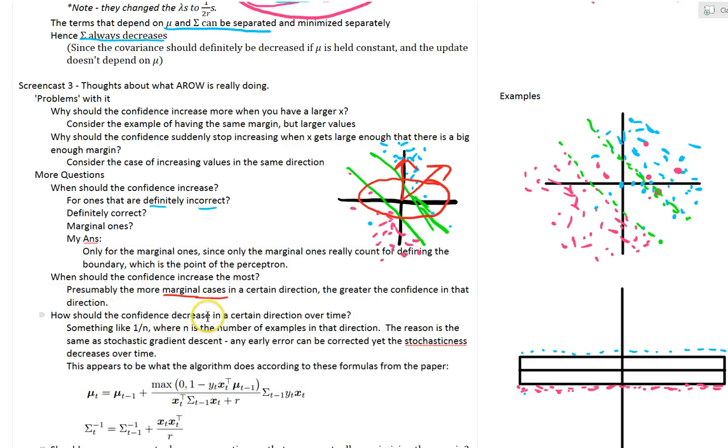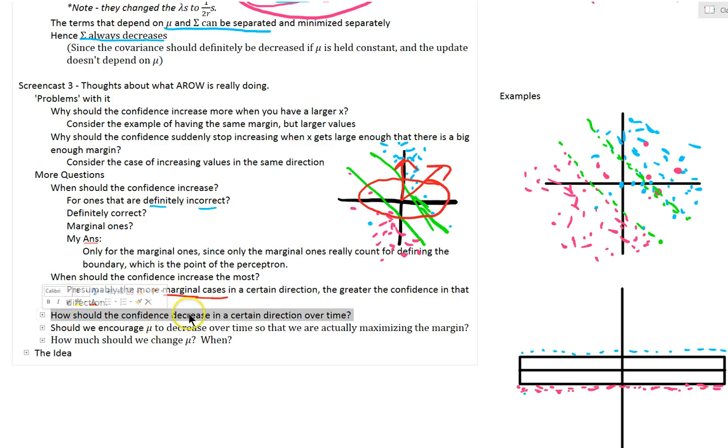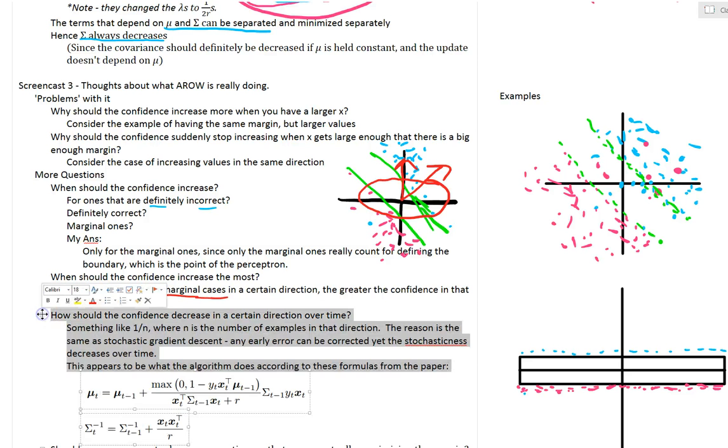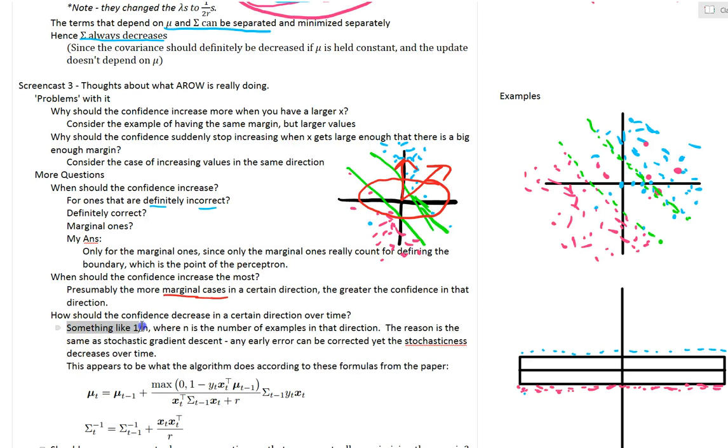Now, as we get more and more samples in a given direction, how should the confidence in that direction decrease over time? And my thought is it should decrease something like 1 over n. This is a similar intuition to what you do for stochastic gradient descent. 1 over n decreases over time, so the stochasticness will decrease over time. So your randomness decreases from there being a bunch of different points.